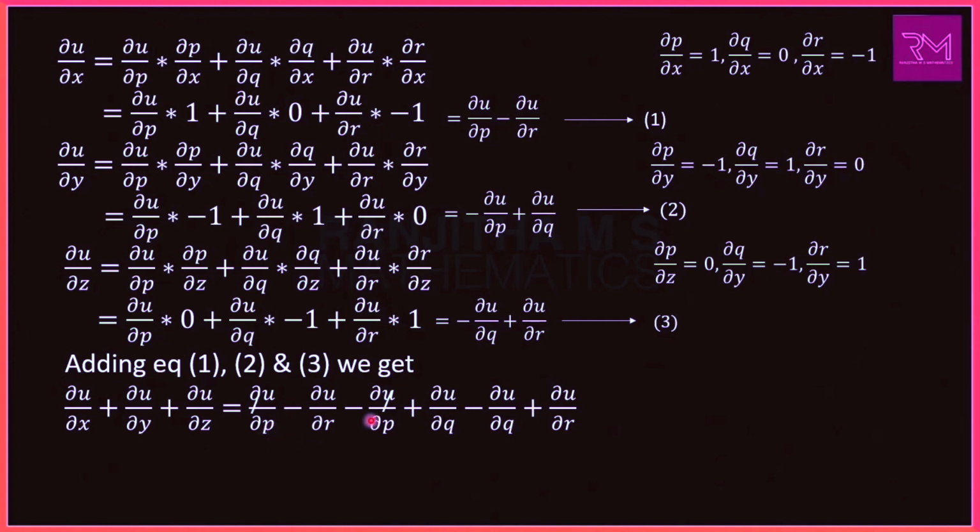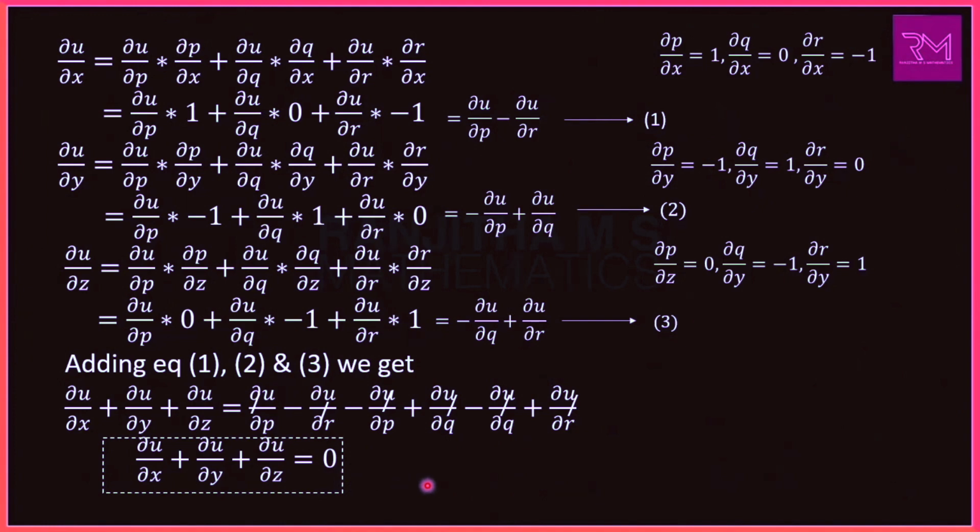Here ∂u/∂p and minus ∂u/∂p get cancelled. Here plus ∂u/∂q and minus ∂u/∂q get cancelled. Plus ∂u/∂r and minus ∂u/∂r get cancelled. We get the value of ∂u/∂x plus ∂u/∂y plus ∂u/∂z as 0.